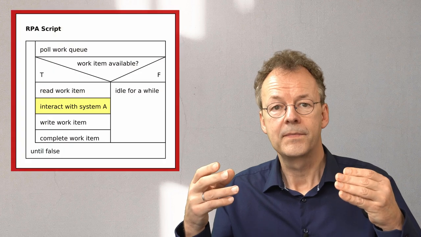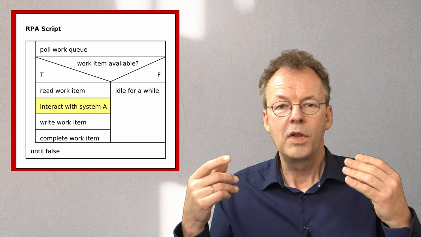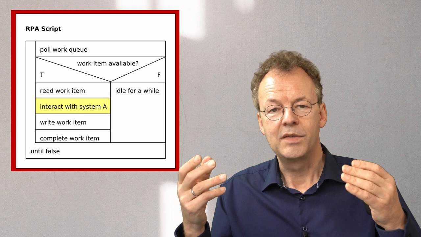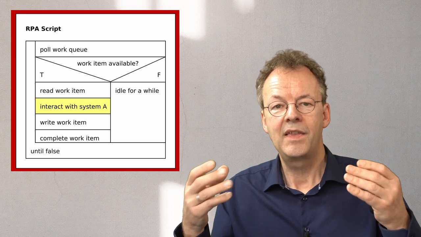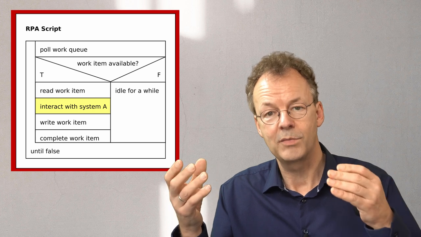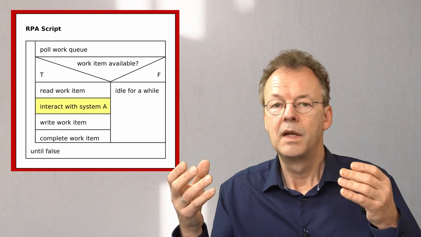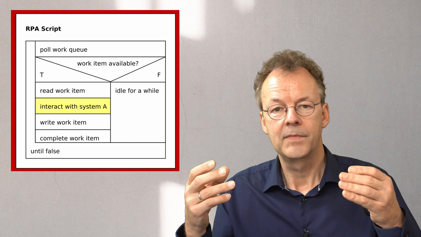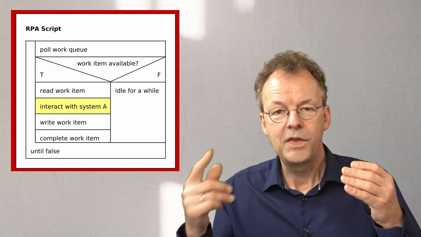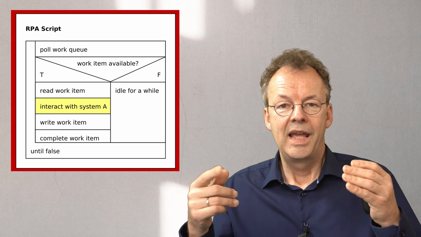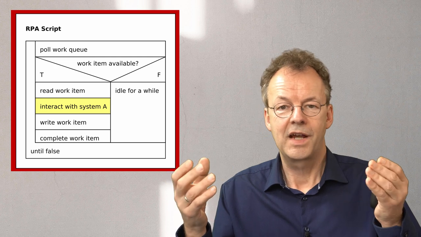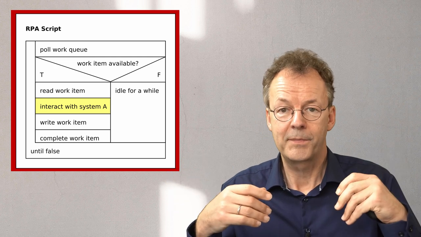The RPA script at a high level looks like this. We pull the work queue of the business process management system. If a work item is available, we read the work item and then we interact with the system, in this case the customer relationship management system. Afterwards, we write the work item data and complete the work item. And then we go into an infinite loop. If there are no more work items available, we idle for a while. And we can set a timer to any value we want, 5 minutes or whatever.